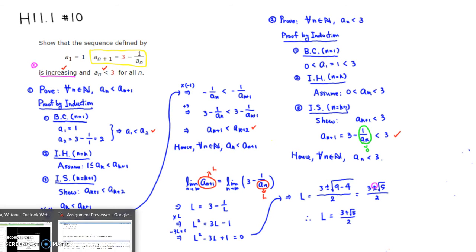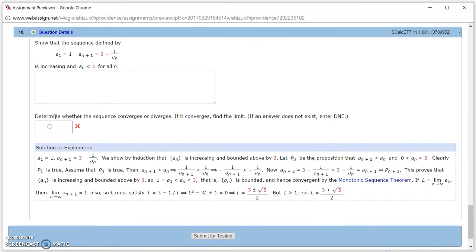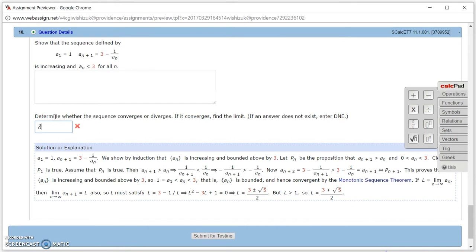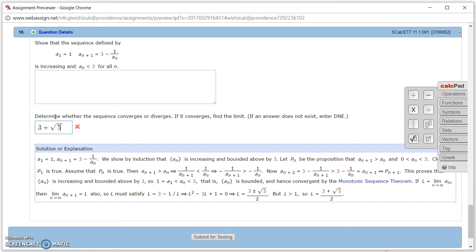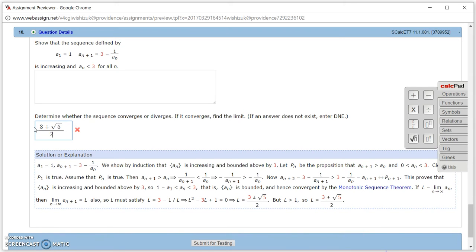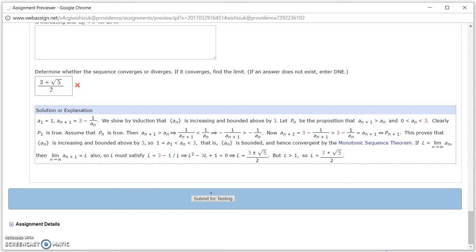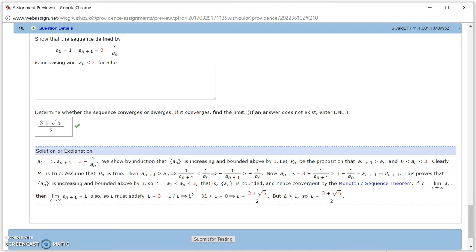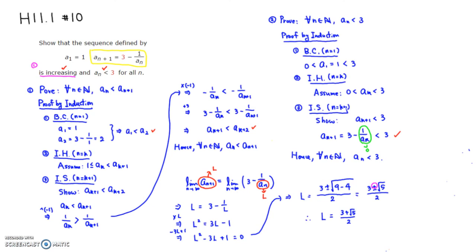Right? So let's type it in. We get 3 plus square root of 5 and all over 2. Right? So let's check the answer. Submit for testing. Alright, looks like we got this one correctly. Alright, that's it. I hope that this was clear.